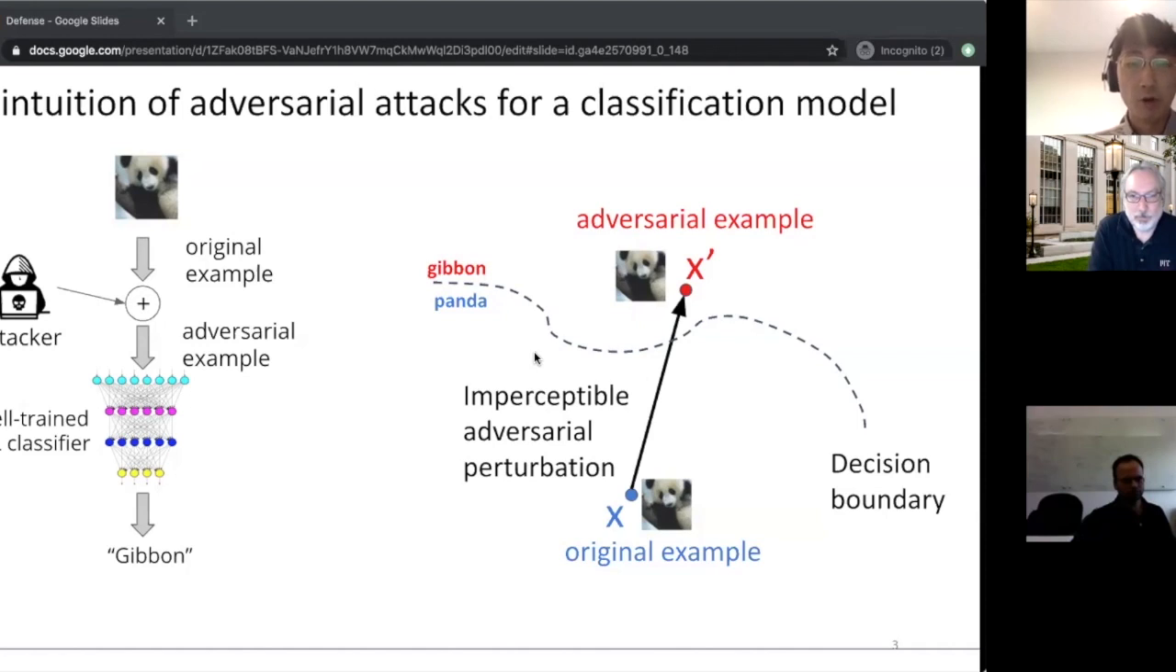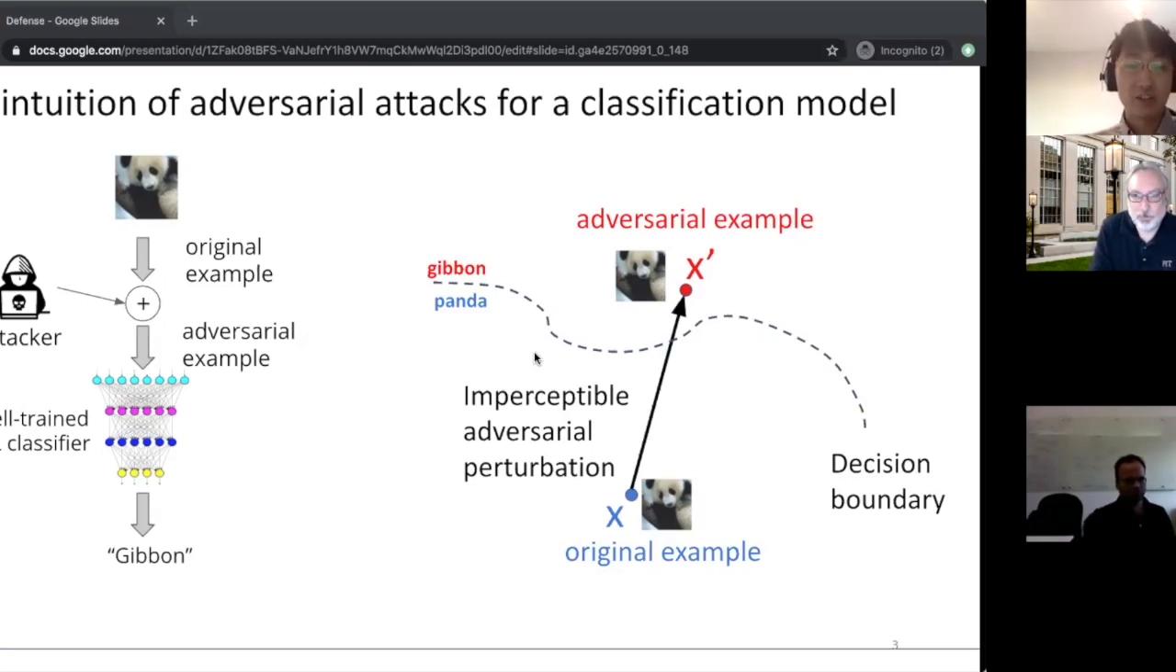The blue point X here on the bottom is the original example. It is a panda image and it's correctly classified as a panda. Then we add a perturbation to the original example to move it across the decision boundary to the gibbon region of this model, as the red point X prime.